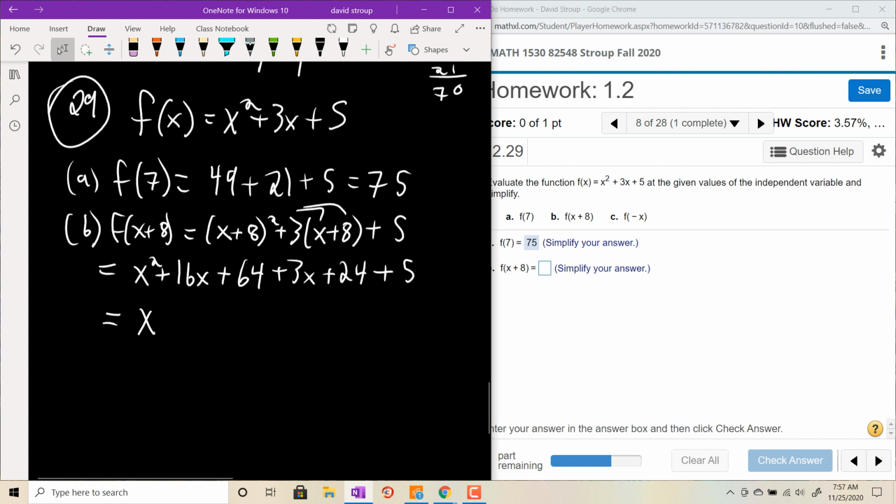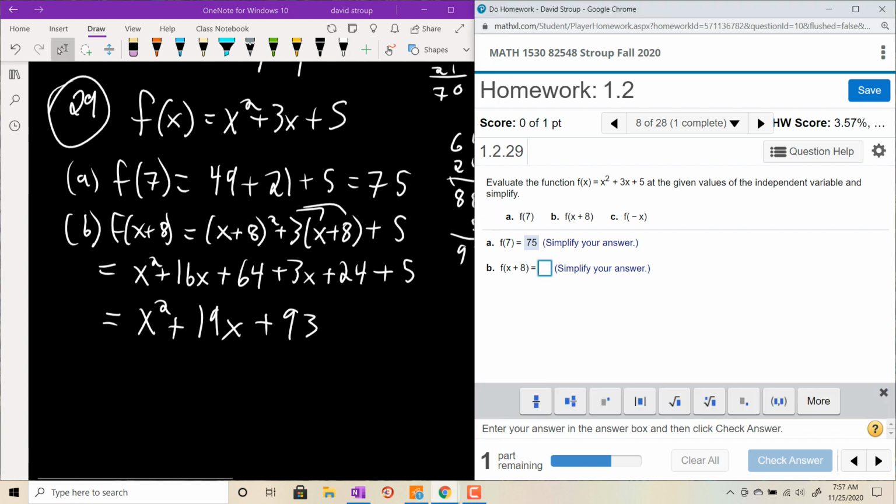So what do we got? x² plus 16x plus 3x is 19x. 64 plus 24 gives me 88, and then a 5: 8, 9, 10, 11, 12, 13, carry the 1, 93. So x² plus 19x plus 93.